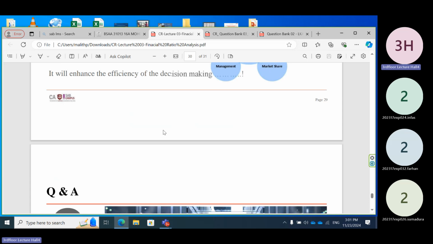So the communication is a crucial part. You should know how we are going to draft a proper report.